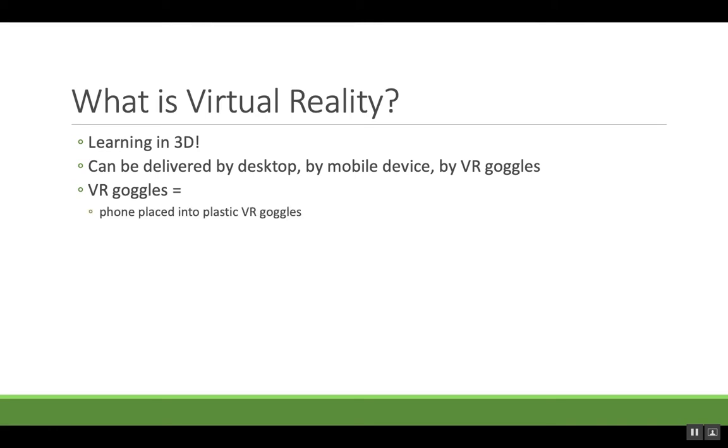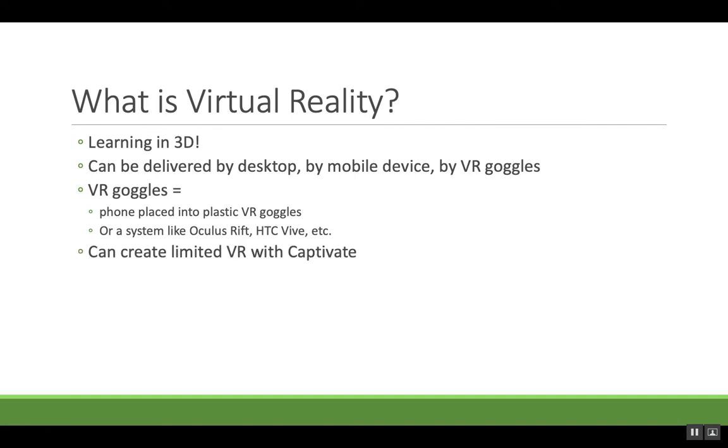Goggles, again, can be phone placed into plastic VR goggles. The goggles can be anywhere from $10 to $40. Or you can get a fully integrated system like Oculus Rift, HTC. Captivate doesn't work with those, but that's what VR is. That's more complex experiences that have been developed for Oculus or HTC.